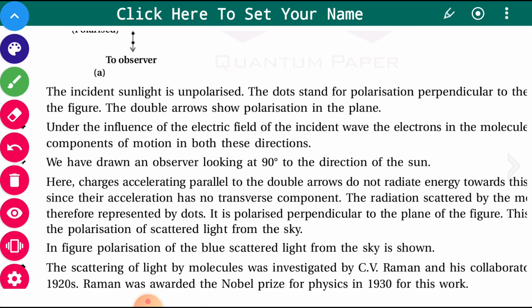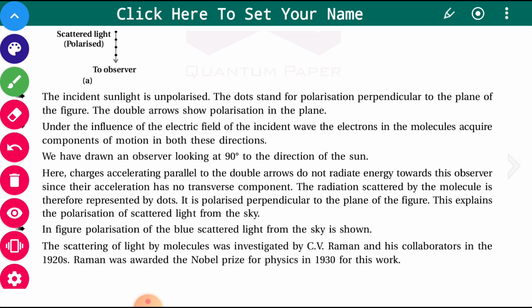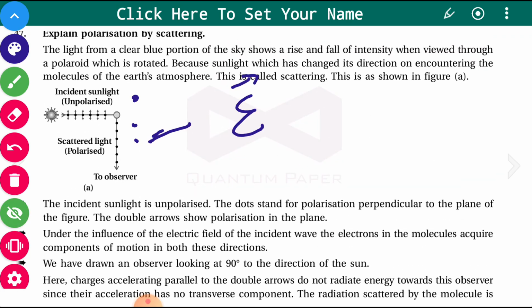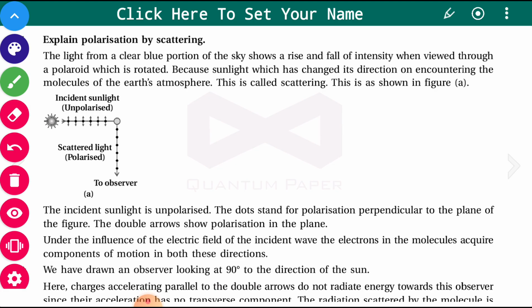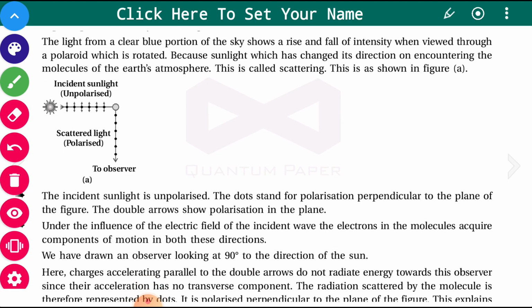Under the influence of the electric field of the incident wave, the electrons in the molecules acquire a component of motion in both these directions. We have drawn an observer looking at 90 degrees to the direction of the sun. So here the observer is at 90 degrees somewhere, and he is observing this beam of light. So the scattered light and the original path make a 90 degree angle with each other.